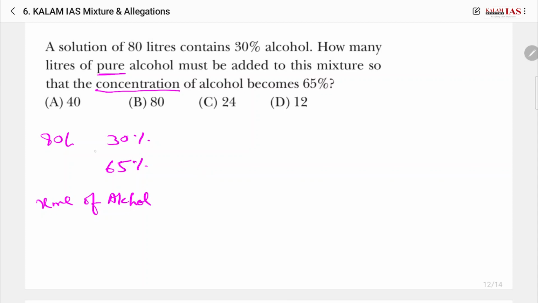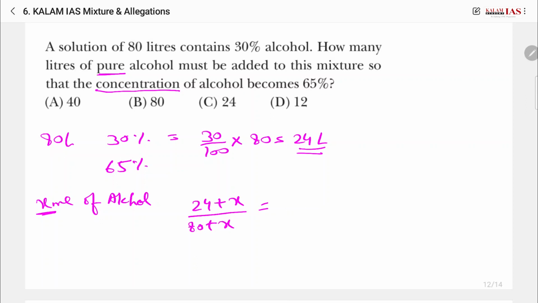So the 30% of 80 liters, initially the alcohol is 30%, that is 30 by 100 into 80 liters, it is 24 liters. So initial alcohol quantity is 24 liters, and suppose we are adding x liters of alcohol now, so it will be 24 plus x divided by the total volume, which will be 80 liters plus x, because we are adding x liters of alcohol, and this should be equal to 65%, that is 65 by 100. Now we have to solve this equation to get the value of x.